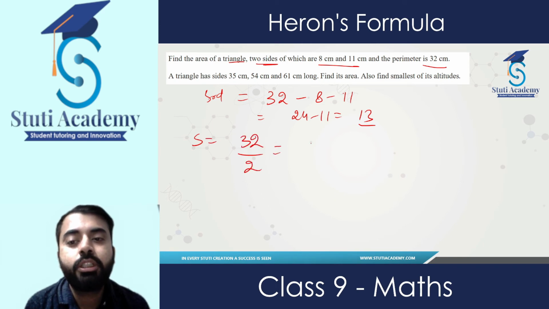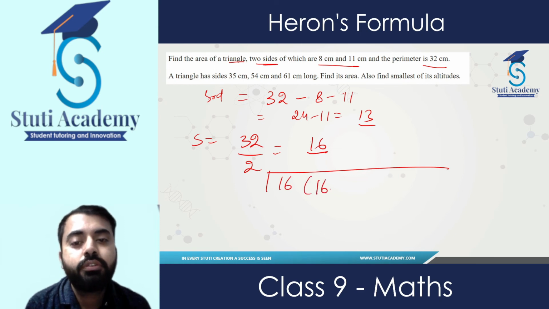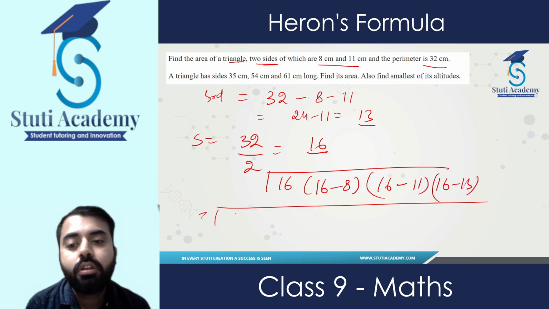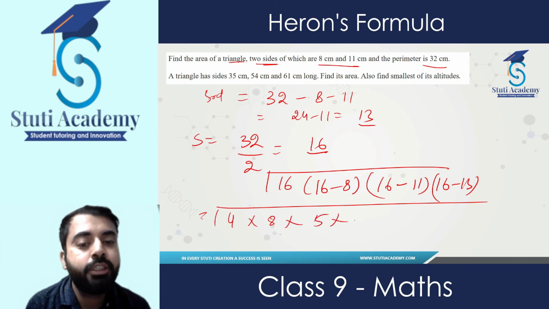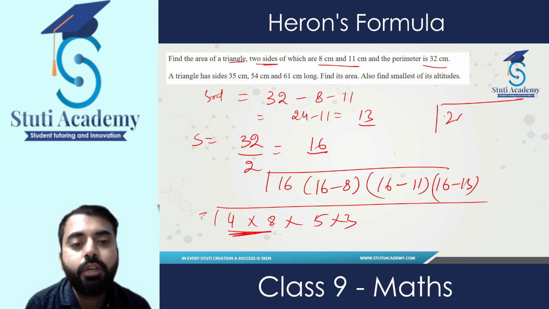S is 32 divided by 2, which is 16. Area will be what? 16 into 16 minus 8, into 16 minus 11, into 16 minus 13. Solve this: 4 into 8 into 5 into 3. This will give you what? 4 will come out. Actually, you can do it like this, or you can simply write 2 into 2, 2 into 2, 2 into 2 into 5 into 3.